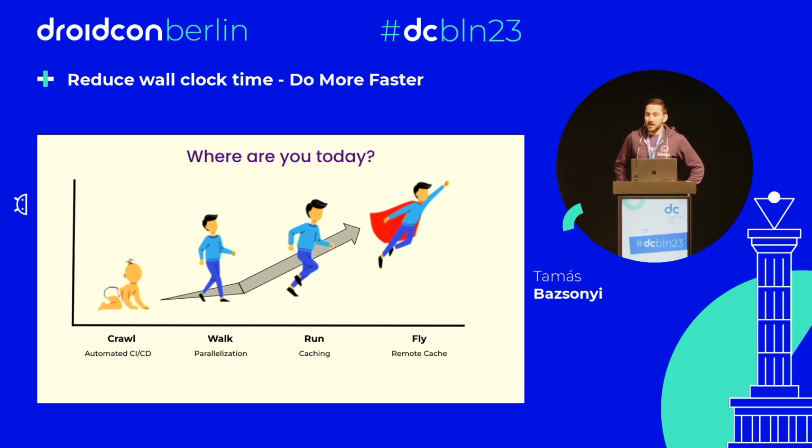So I broke it down to 4 different phases. The initial crawling phase, where you are automating your CI/CD processes. The walking phase, where you are doing parallelization. The running phase, where you are already caching at least the dependencies. And the flying phase, where you are basically using remote cache to ensure that your CI/CD processes are running as smoothly as possible. So, quick question to the audience.